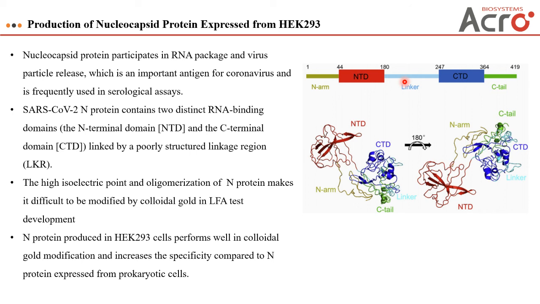For example, we optimize the expression constructs and screen the expression system for N protein. Finally, we found that full-length N protein produced in HEC293 cells performs well in colloidal gold modification and increases the specificity compared to N protein expressed from prokaryotic cells. Now, this product is a very popular protein among our product pipeline.